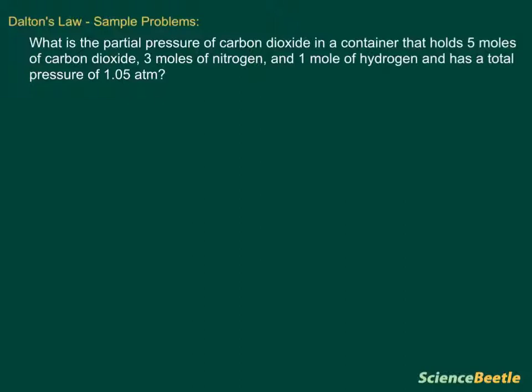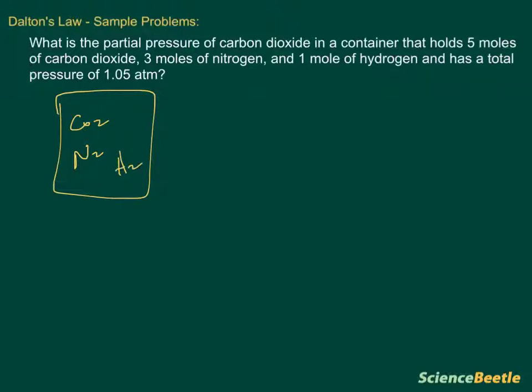The problem reads, what is the partial pressure of carbon dioxide in a container that holds 5 moles of carbon dioxide, 3 moles of nitrogen, and 1 mole of hydrogen? And it has a total pressure of 1.05 atmospheres. So essentially what we've got is this. We've got one container here, and in this container we're going to have CO2, nitrogen, which is N2, and we're also going to have hydrogen, which is H2.